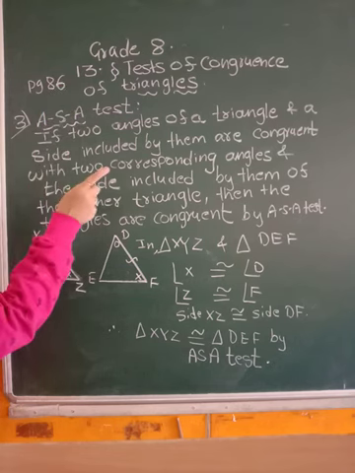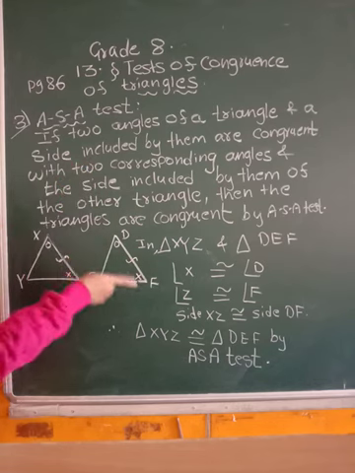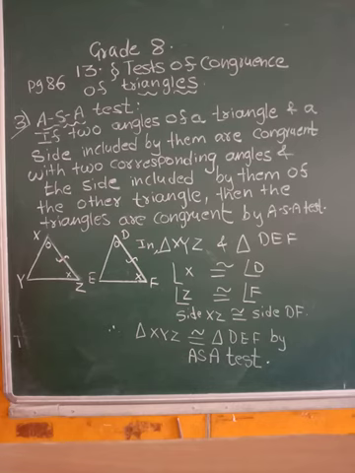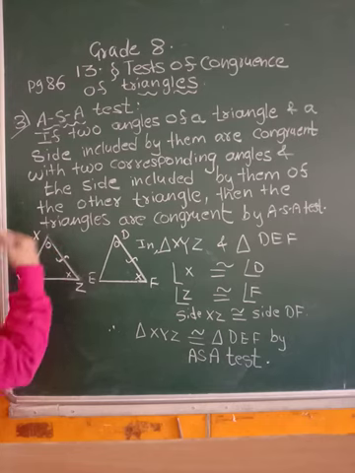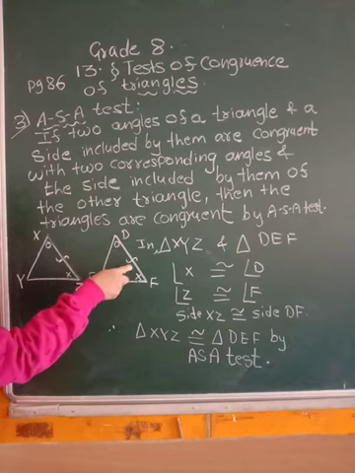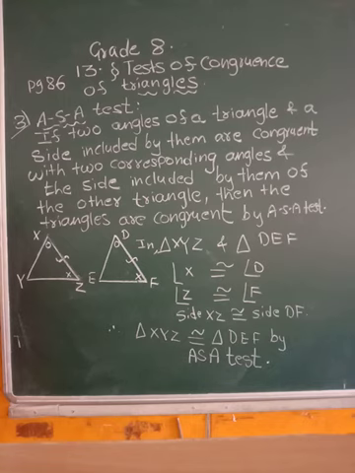See, if two angles of a triangle and a side included by them are congruent with two corresponding angles and the side included by them of the other triangle, then the triangles are congruent by ASA test. Okay, or in simple words, what you can say? Two angles and included side of one triangle, if they are correspondingly equal to the two angles and included side of the other triangle, then two triangles are said to be congruent by ASA test. I hope it is clear. Let's go for the next test now. So this is the third test.